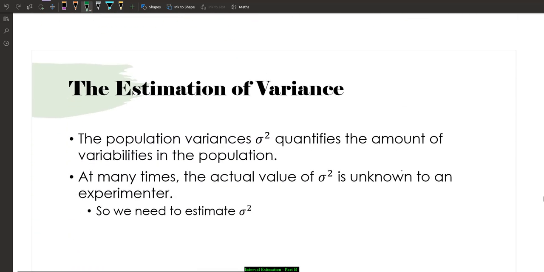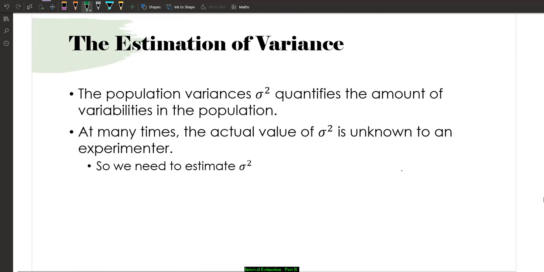Okay, let's move to the next topic, which is estimation of variance. The population variance quantifies the amount of variability in the population. Many times, the actual value of the population variance is unknown to an experimenter, so we need to estimate the population variance.